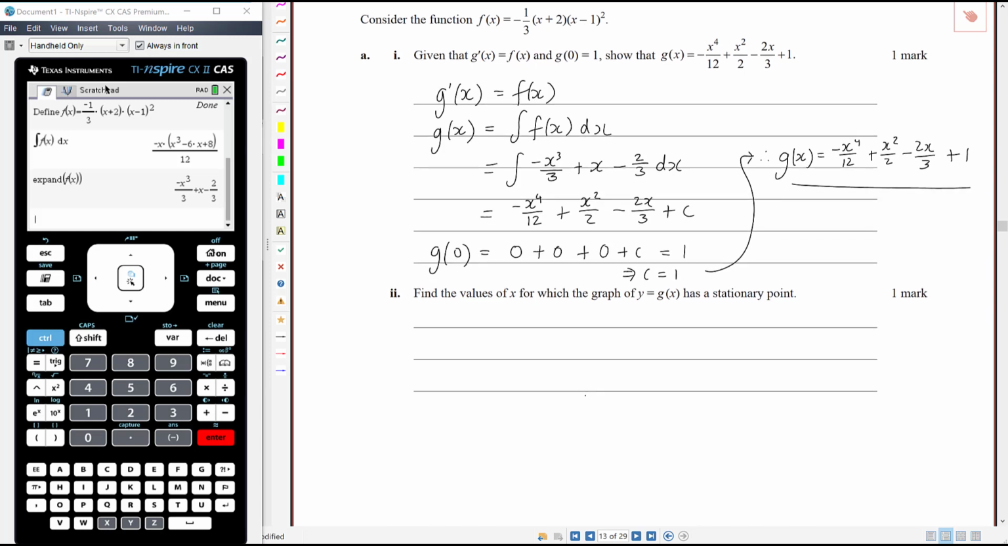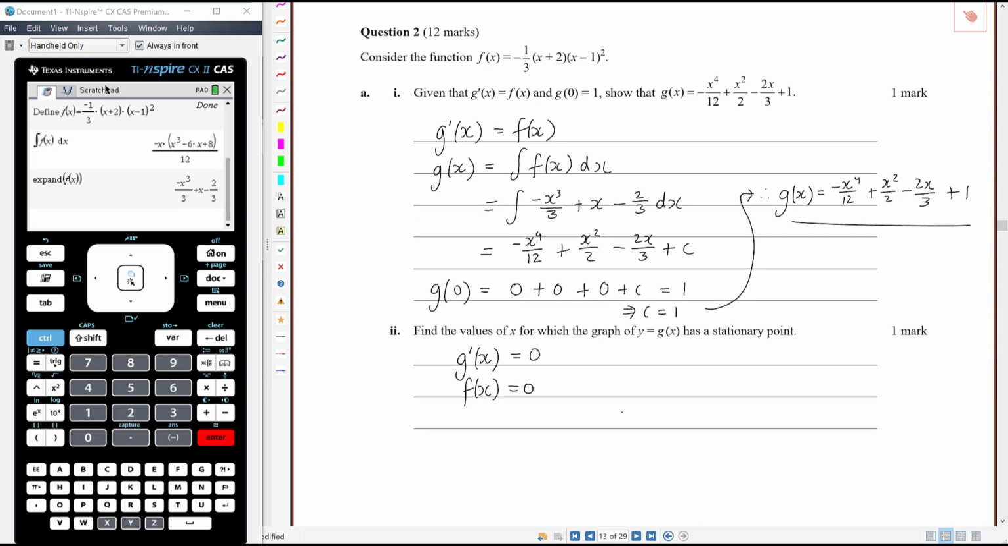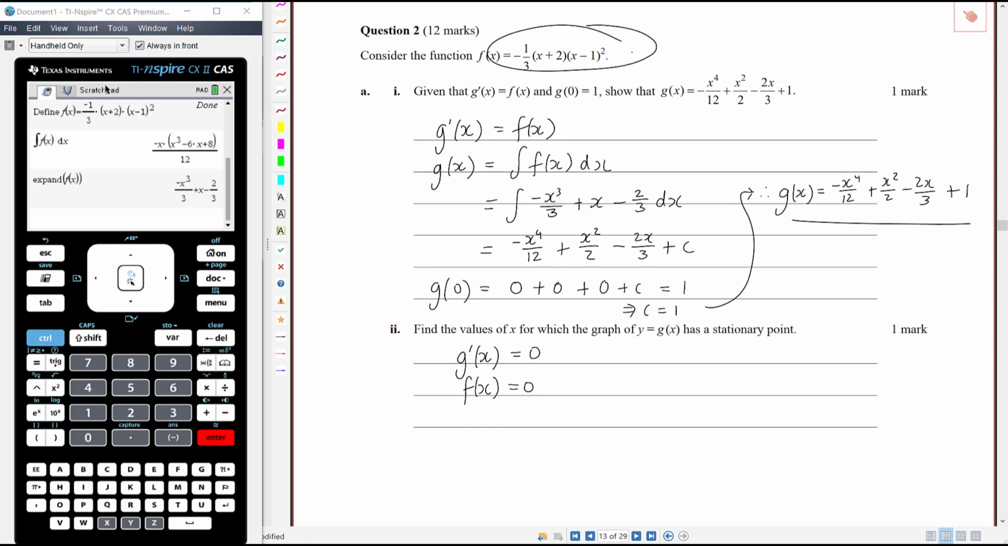Find the values of x for which the graph of g of x has a stationary point. So we want to solve g dash of x equals to 0 for stationary points. We know that g dash is f of x, so that's f of x equal to 0. And actually I can do this by hand, solving that equal to 0. I know that's x equals -2 or 1, but if I want I can do that with my CAS. So menu 3.1, solving f of x equals 0 for x.